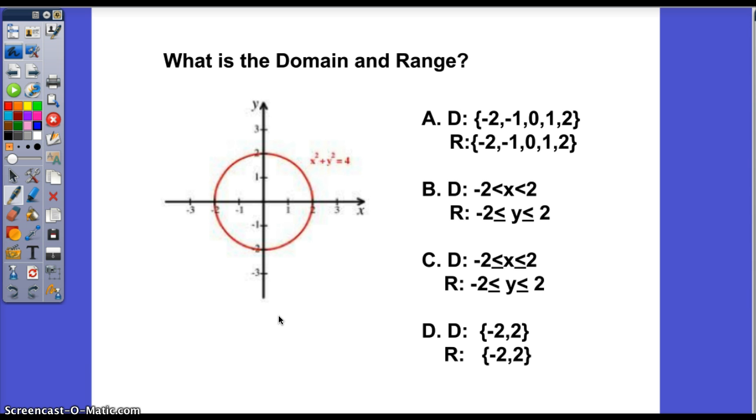The answer to this question, because it is continuous, and you know continuous graphs are always less than or equal to because they are continuous. They can have more than one. It's closed dots. So it would be less than or equal to, not just less than. Your answer should have been C.